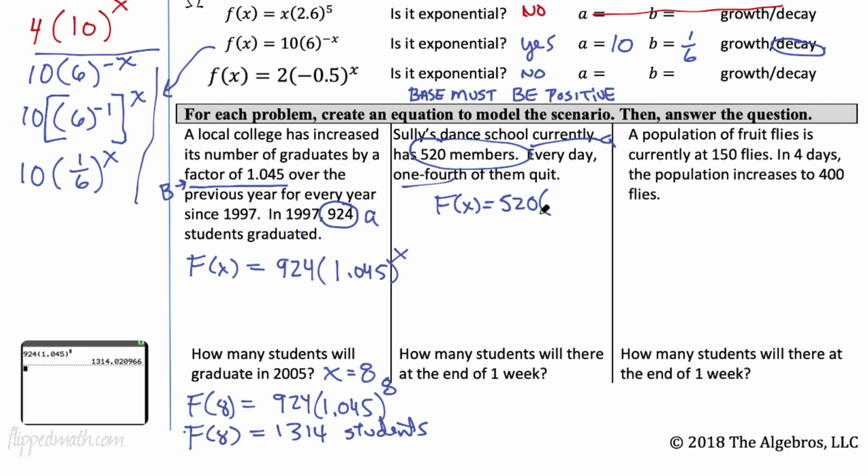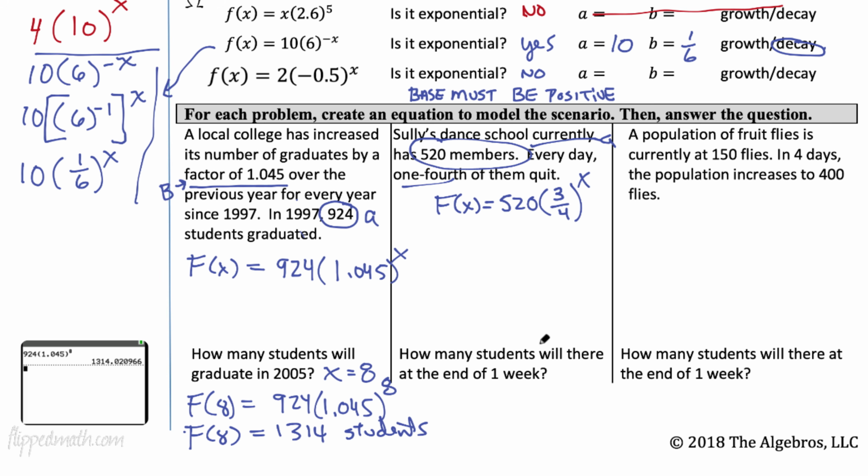So we have to be careful here. I don't want 1/4 of 520. I want to see how many are left. That's what this function is asking, like how many are left. So if you take a fourth away, that leaves 3/4. Sometimes we got to be tricky there. We got to be careful, right? If 1/4 quit, then 3/4 are left. And we're going to raise that to the x power.